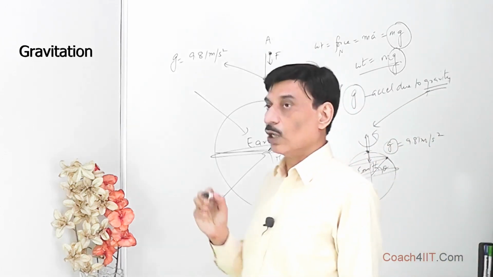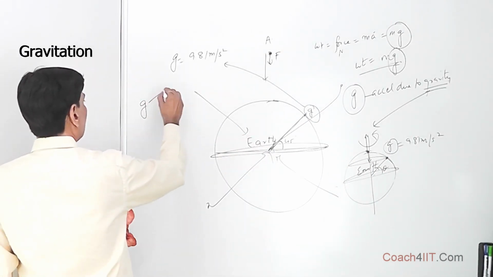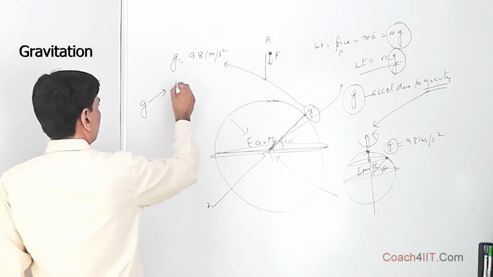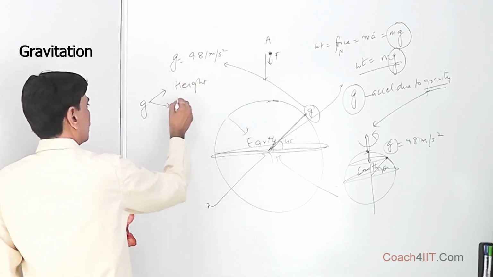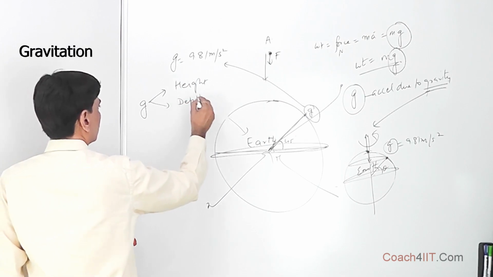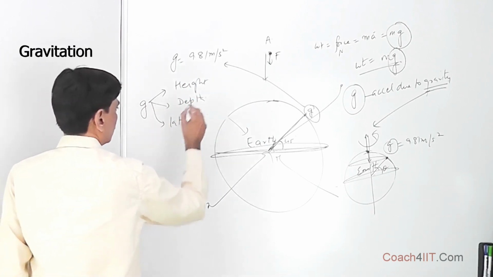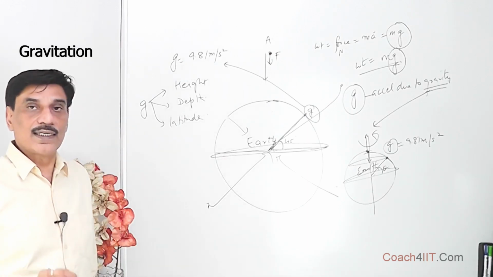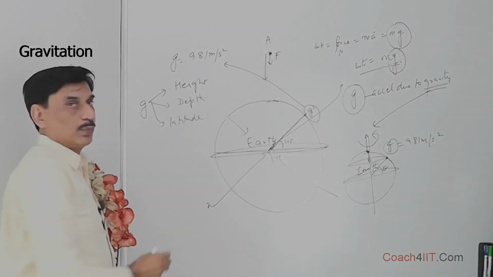So if we talk about how the value of g changes, we have three variations. One is that g changes because of change in height above the surface. It changes because of depth. Third, it depends upon latitude. Let's understand how it changes with height, with depth, and with latitude.